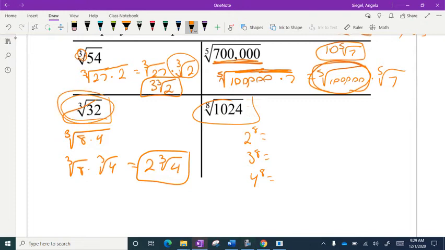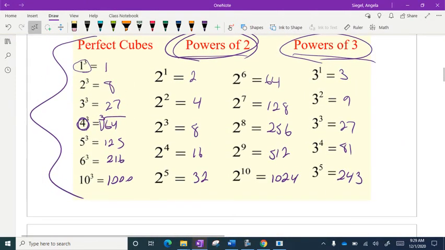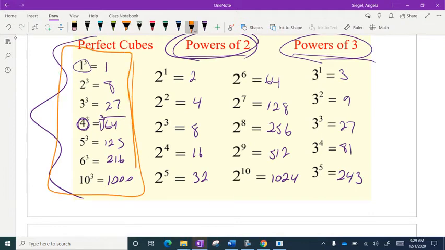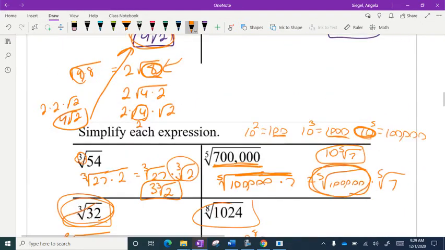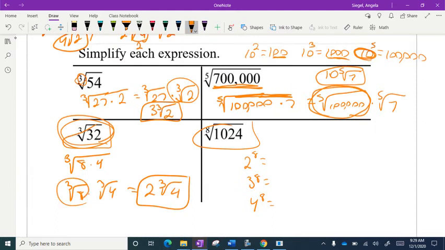Okay, so on this one, this is just a cube root. So I went up to my cube root list and I said, okay, well, what is the biggest factor that's a perfect cube of 32? And it was 8. So that's where I started. 8 times 4. The cube root of 8 is 2, and that was my answer.